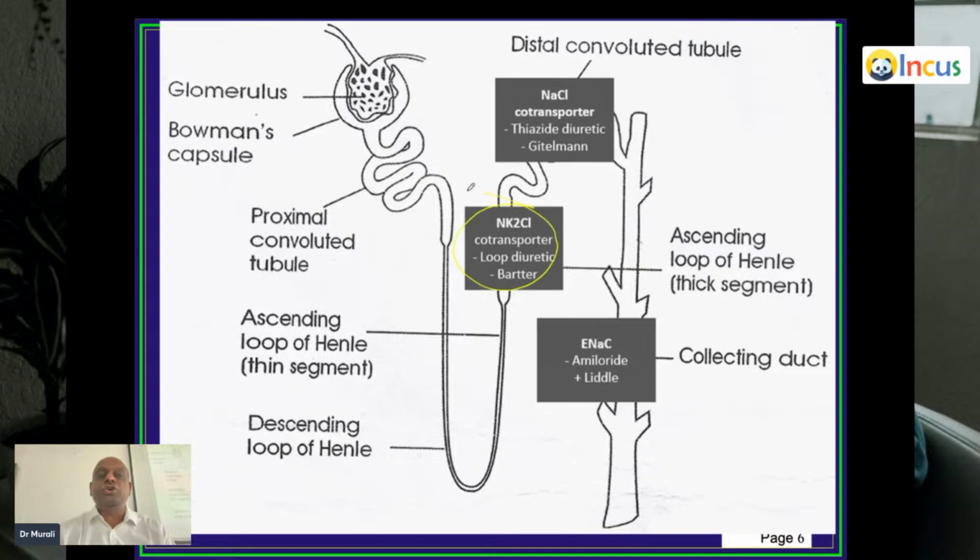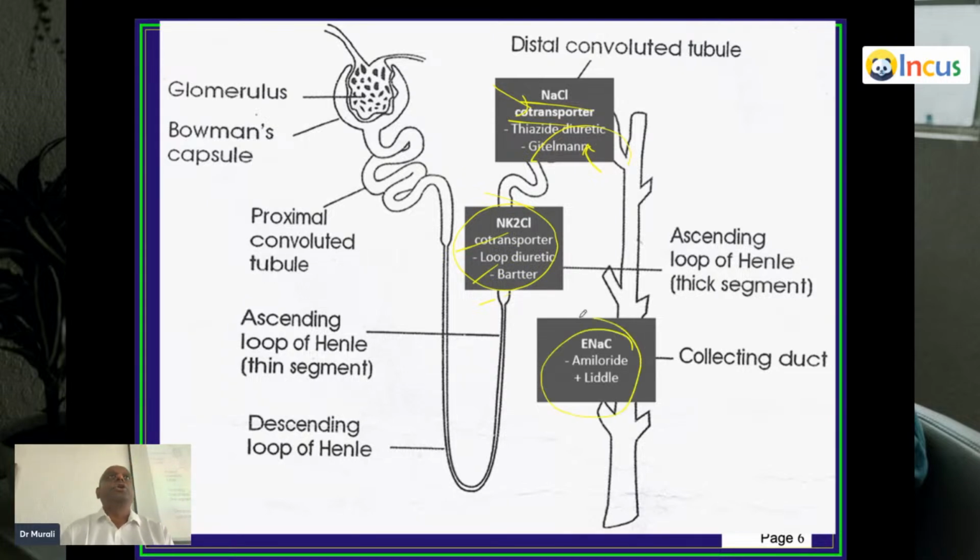So, children, sodium potassium 2 chloride co-transporter, loop diuretic and Bartter. In the distal convoluted tubule, what do you have? Sodium chloride co-transporter. Potassium is not involved here. So thiazide diuretics will do the same thing. It is called Gitelman syndrome, which works like thiazide diuretics by inhibiting the sodium chloride co-transporter. Gitelman syndrome is also like that.